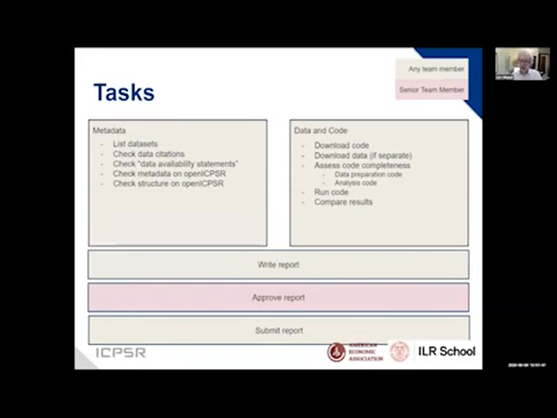We then actually download the code and the data to the extent that we can, and in most cases we can actually. We assess code completeness. So do we have everything? Do we have the code that goes from the raw data to the analysis data? Do we have code that goes from all analysis data to every single figure and table in the paper?